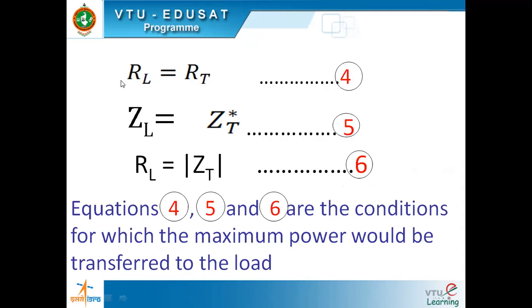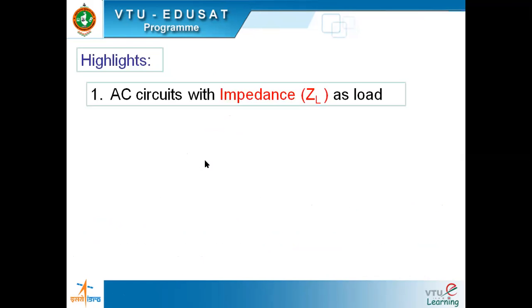If it is a DC circuit, the load resistor has to be Thevenin's resistor. If it is an AC circuit, the load impedance has to be the complex conjugate of Thevenin's impedance. If it is an AC circuit and the load is purely resistive, then it should be the magnitude of Thevenin's impedance. Okay, so these are the highlights.